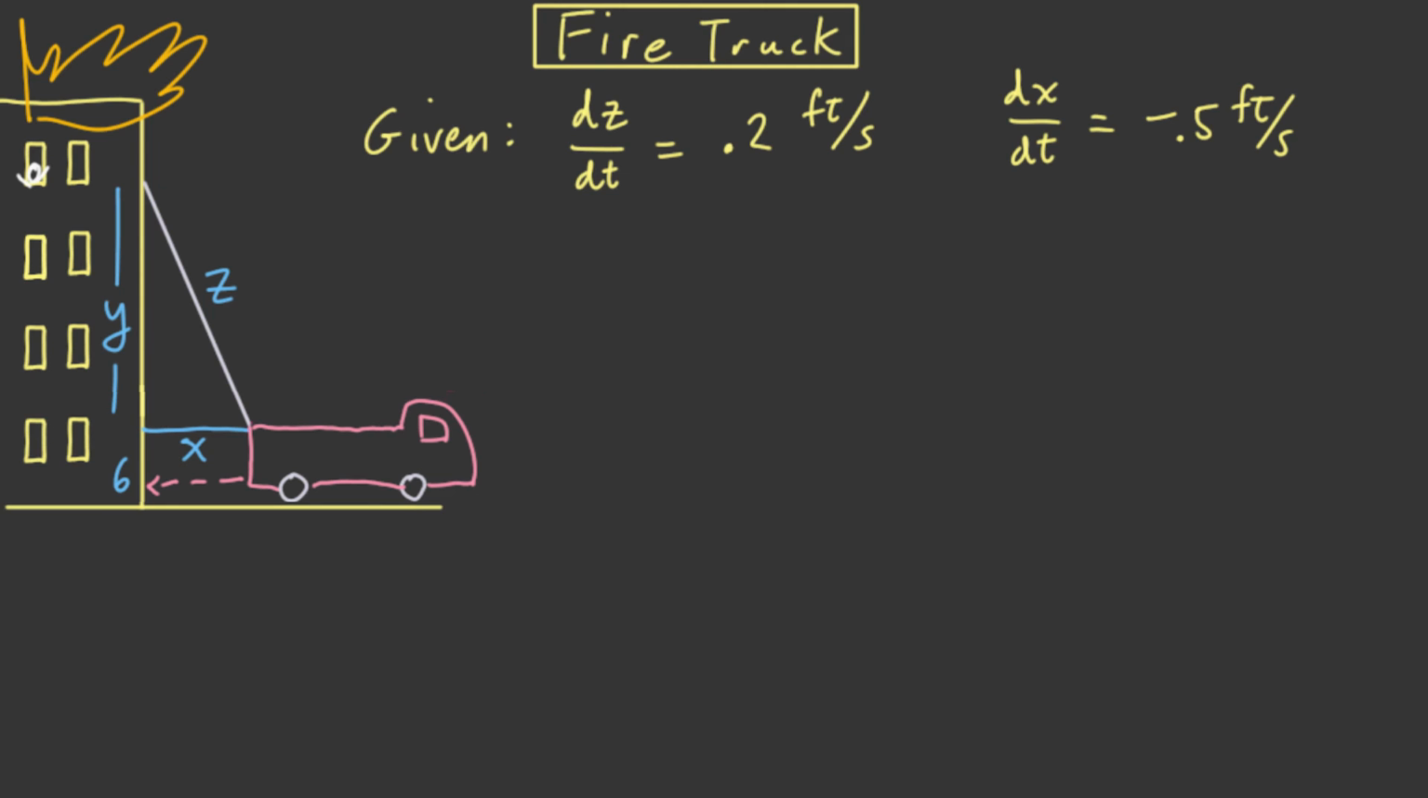And we want to know how fast the top of the ladder is moving up the building. So what we want is dy dt. And we want it when the ladder hits the gargoyle. And we said that the gargoyle was 30 feet above the ground, so that means y is 24 because we've got this 6 that we have to subtract. And we also want it when x is equal to 7.